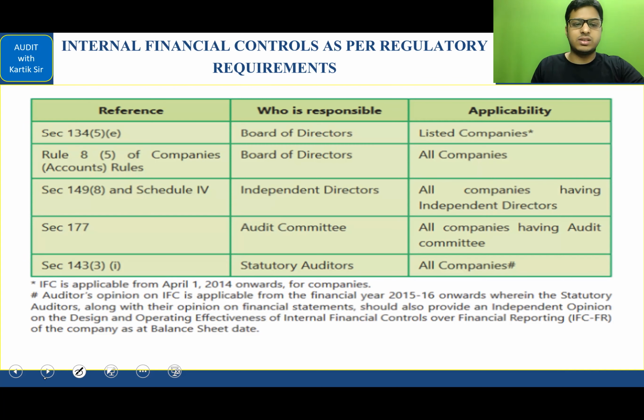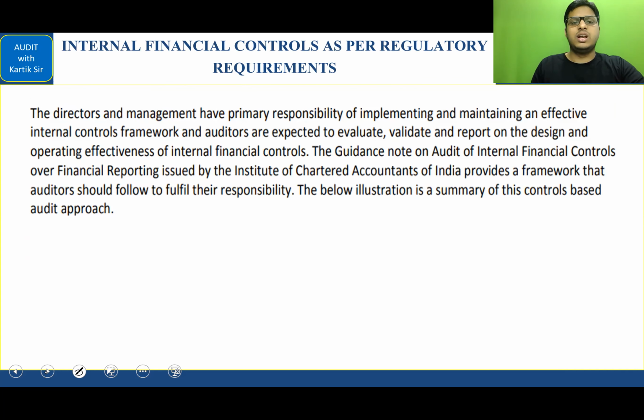Okay. Now, finally, there is the reference of various areas in relation to the regulatory requirements. Okay. All this is easy, very simple. This is what we have done in the class.